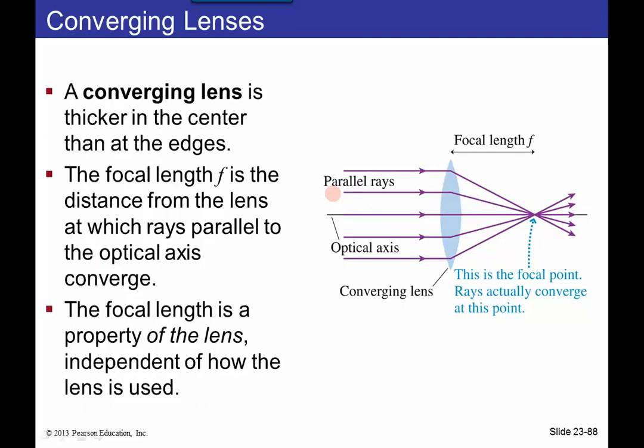Okay, so let's look at converging lenses. A converging lens is typically thicker in the center, and the distance from this point to the center is called the focal length. And this is a property of the lens and depends basically on the geometry of the lens.